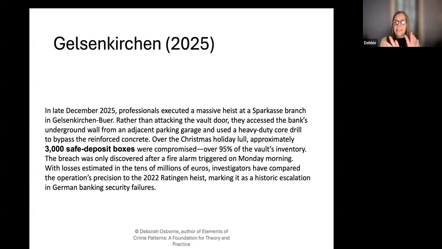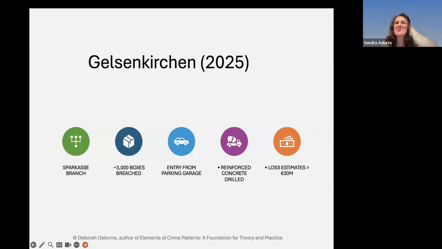Like I have a slide, they're saying up to 100 million, some say 30 million, but they compared this to another heist where they went through a tunnel, which isn't in this presentation, but we'll go on to the next slide and talk a little bit about this crime.